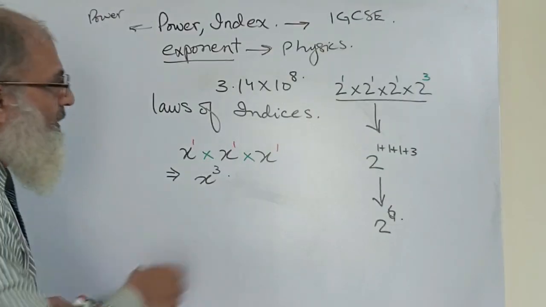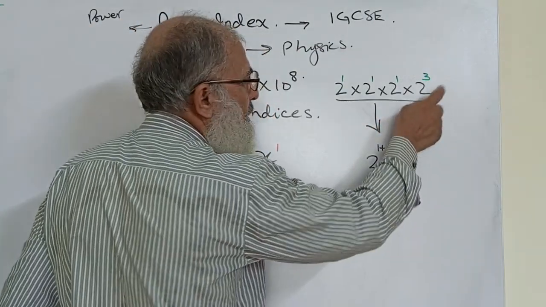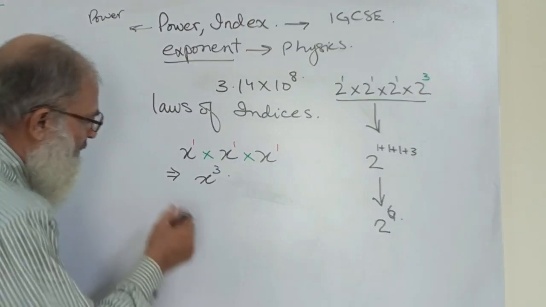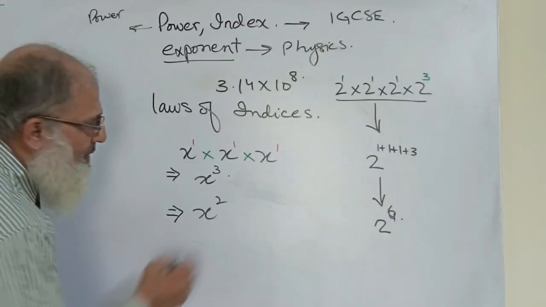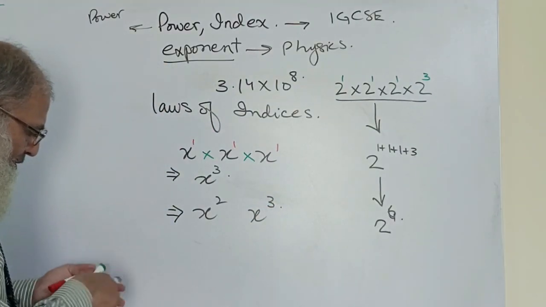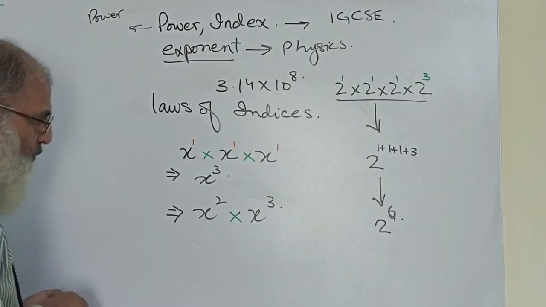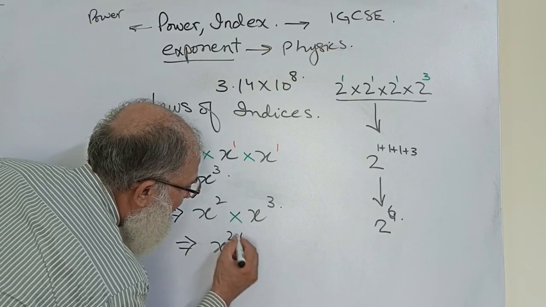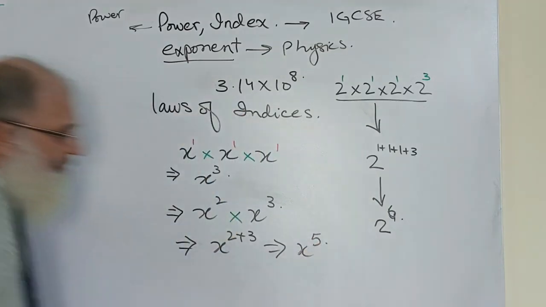In this case, there was a 2 which was superscripted by 3. Now if we have x squared multiplied by x cubed, this is multiplied. So what will we do? We will again add the indices and give the answer as x to the power 5.